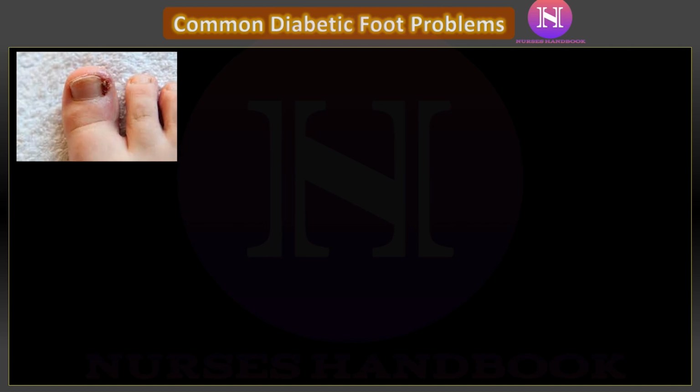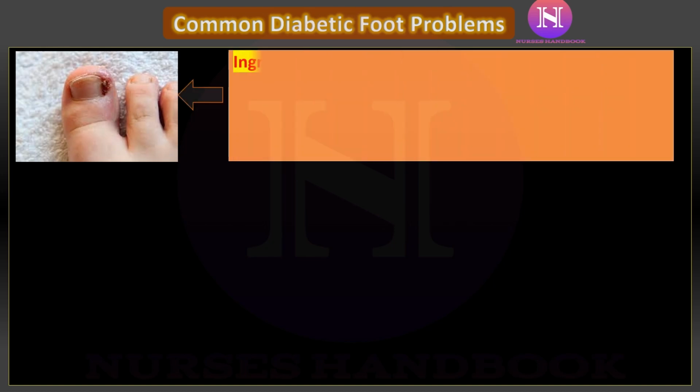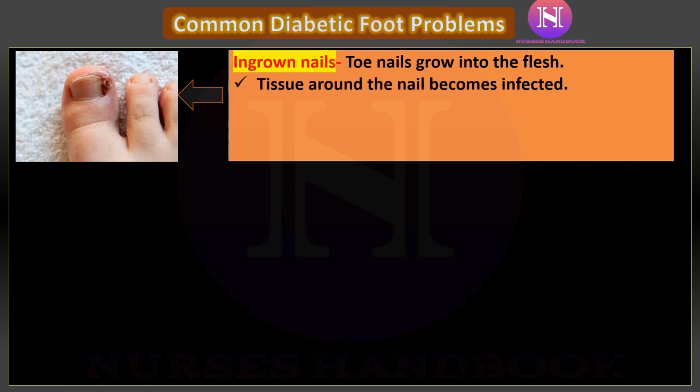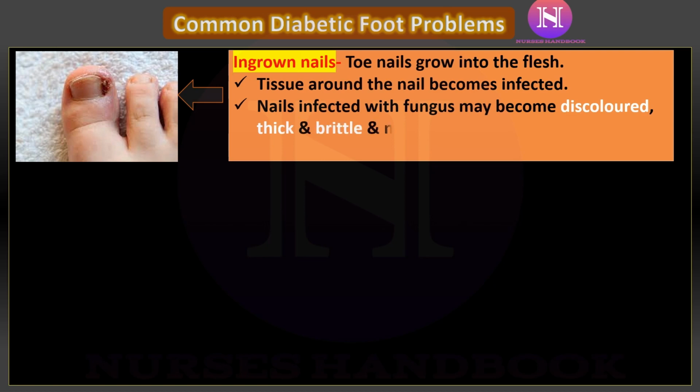First one is the ingrown nails. It occurs when the edges of the nail grow into the skin, causing redness, swelling, pain, drainage, and infection. In some patients, the ingrown nails become infected with fungus, and this becomes discolored, thick, and brittle and may separate from the rest of the nail.